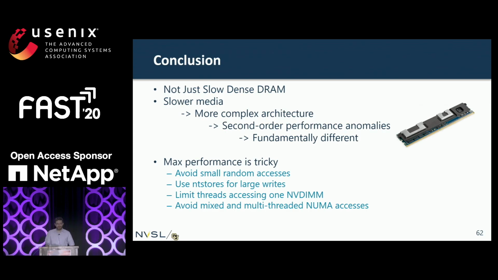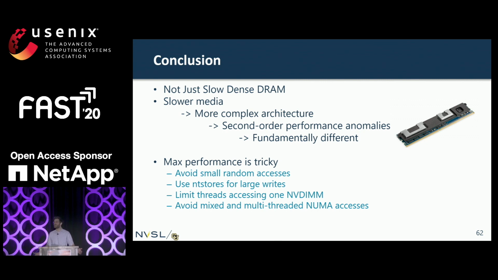So to conclude, I hope I've been able to convince you that Optane is not just slow, dense DRAM. It is slower and denser media, but that leads to a more complicated architecture, which leads to second-order performance anomalies. And that means that programming these devices, especially if you want to get the best performance out of them, is fundamentally different. You need to be aware of what you're programming. And max performance on these devices is somewhat tricky.